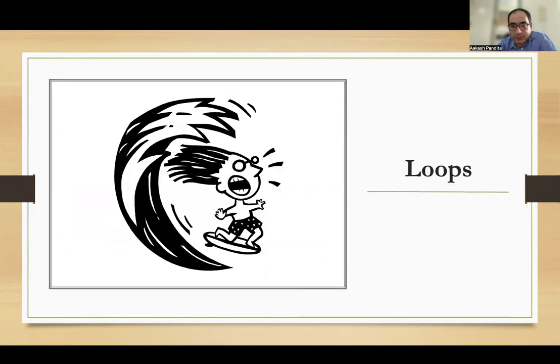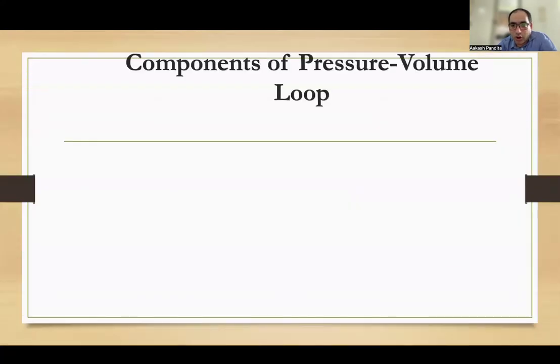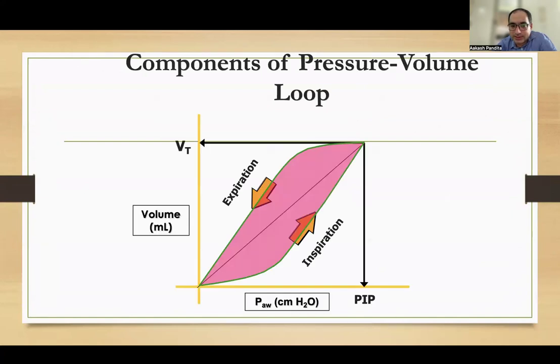Coming to the other type of graphs, that is loops. Loops are different from scalars because here we are plotting one variable against the other. The most common or important one to learn is the PV loop, where volume is on the y-axis and pressure is on the x-axis. So this is the PIP, and this on the y-axis is the tidal volume. This is the inspiration and this is the expiration. Usually it should have a 45-degree angle.